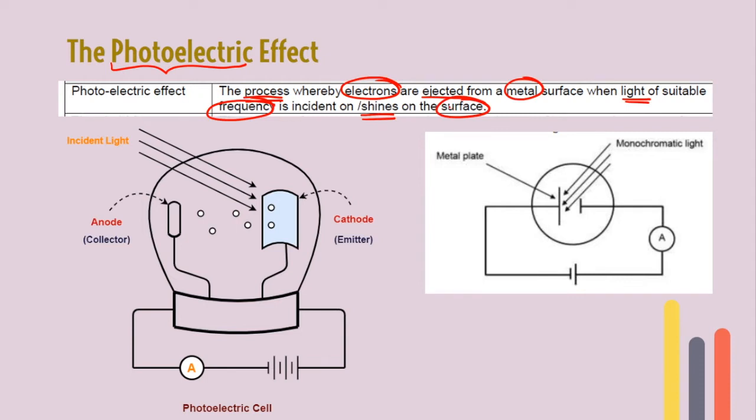So guys, when you have a metal and you shine light that has enough energy or high enough frequency on this metal, what it actually does is it causes the electrons from the metal to jump out of the metal. So one of the devices that we use to ensure that the photoelectric effect actually does happen, or to detect the photoelectric effect, is a photocell.